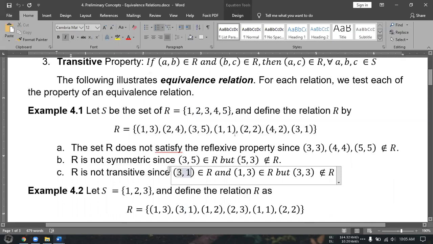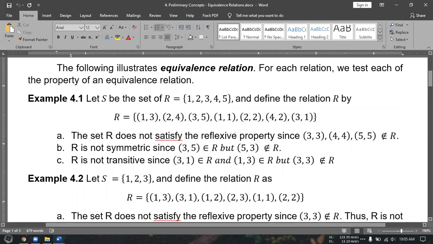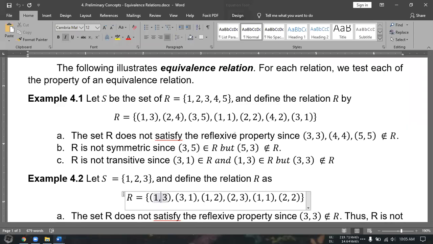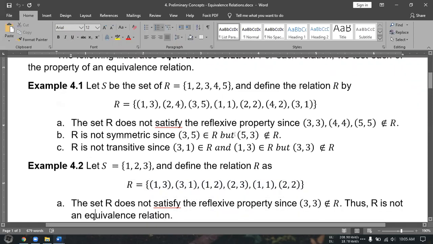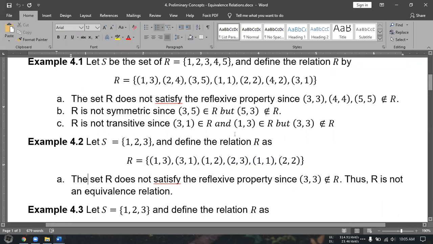Okay, let S is equal to {1, 2, 3}, and the definition of R as {(1,3), (3,1), (1,2), (2,3), (1,1), (2,2)}. Dito pa lang, alam na natin. Okay. First property.